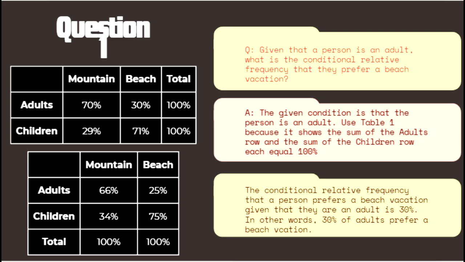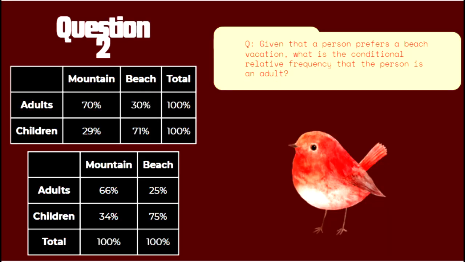The given condition is that the person is an adult. Use table 1. Yay! Because it shows the sum of the adults row and the sum of the children row each equal 100. The conditional relative frequency that a person prefers a beach vacation given that they are an adult is 30%. In other words, 30% of adults prefer a beach vacation. Yay, yay, yay.